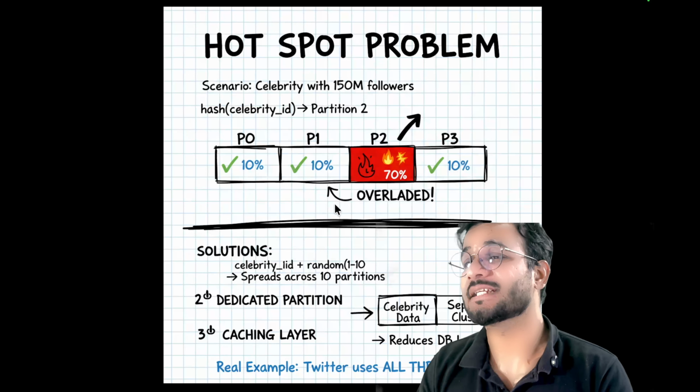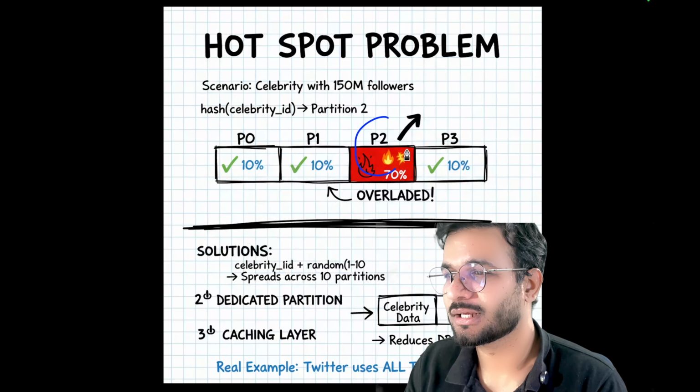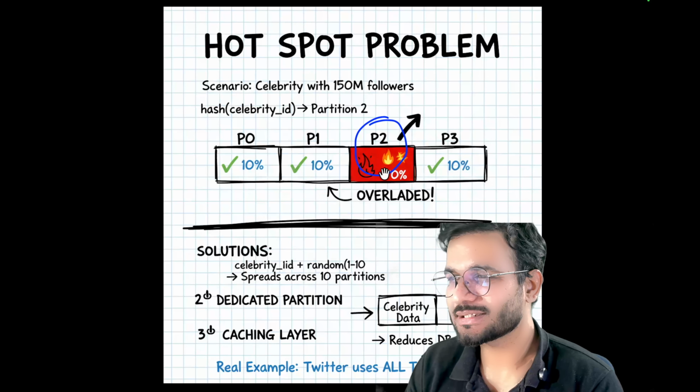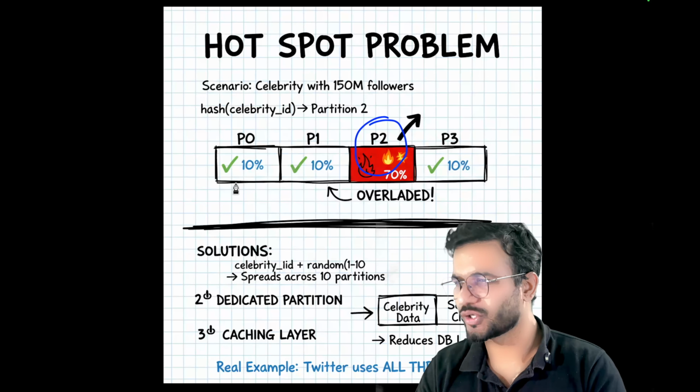Like I told you, when Elon Musk tweets, it goes to a single partition. Going to the single partition will overload that partition, and the other partitions will remain happy, cool, with no load. Now the overloaded partition will make the system very slow and the response will be very slow in this case. So there are 3 solutions which we can use.